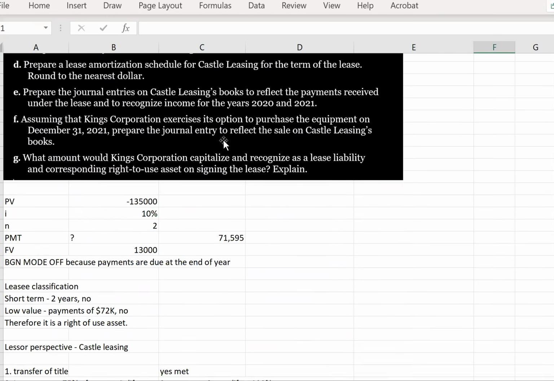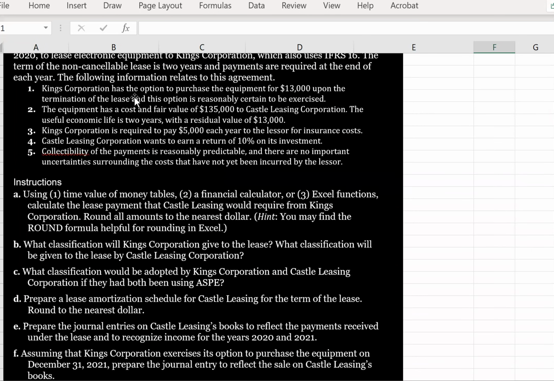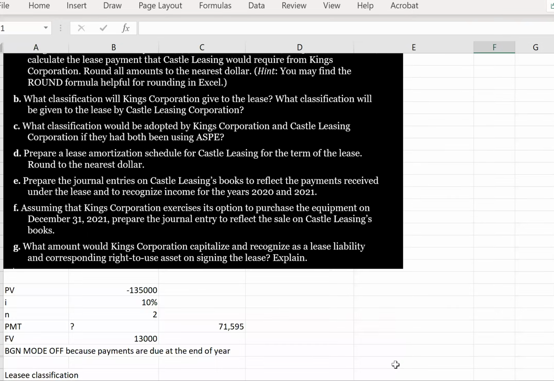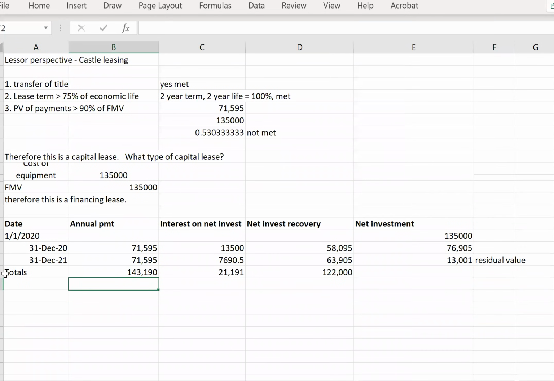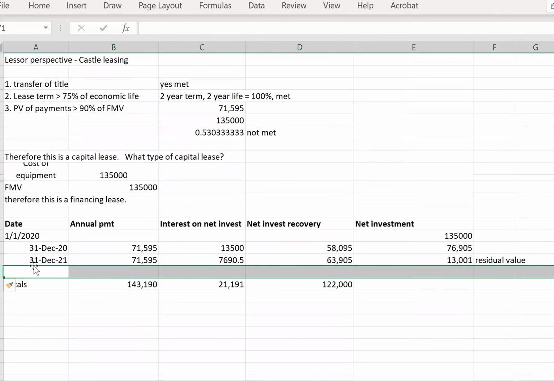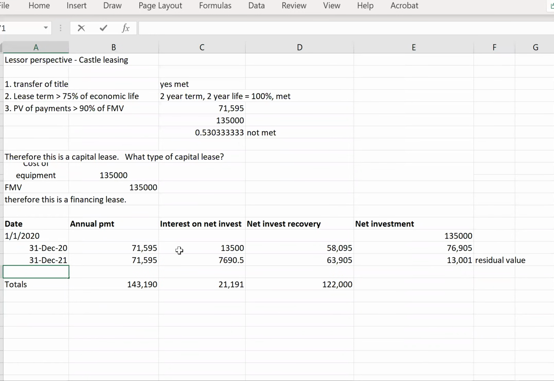And let's take a look. Is that residual value guaranteed? Corporation, and this option is reasonably certain to be exercised. Okay, and actually, you know what? We should really be including that here. Let's do this instead. So we're going to have December 31st, 2021. We're going to have $13,000 as the guaranteed residual. And we'll have 0 interest on that. And that will bring this down.